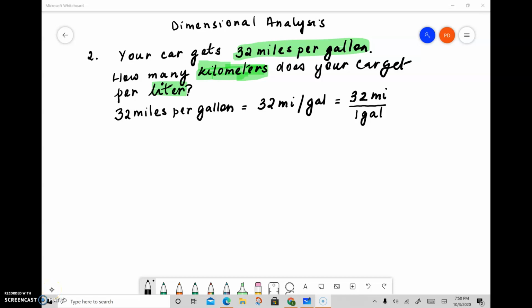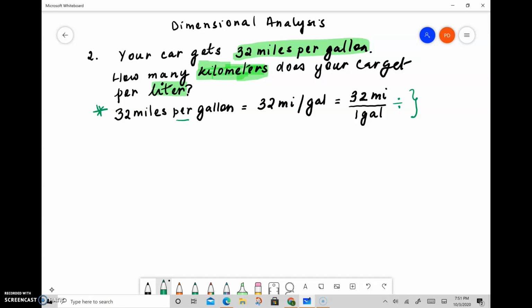Here is another example of a problem where we're going to apply dimensional analysis. So let's quickly read the question. Your car gets 32 miles per gallon, and that's the first thing I'm going to make a note of. 32 miles per gallon, and we've discussed this before. Per translates to division. So 32 miles over 1 gallon is the ratio that we write down, which tells us that for every 1 gallon we get 32 miles, and for every 32 miles we drive we need 1 gallon.